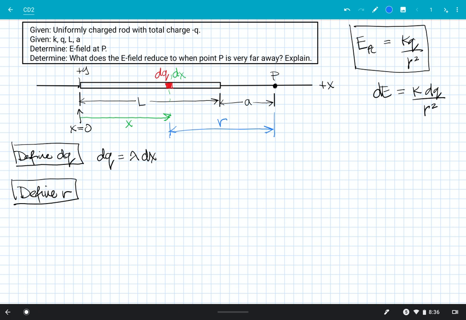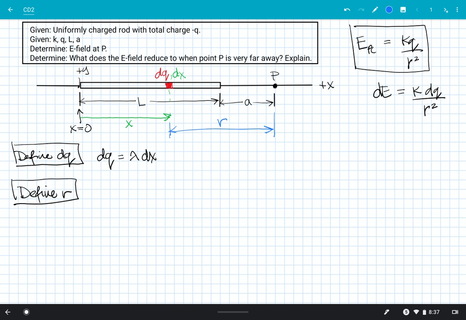Now let me define r in terms of x, and this is where I tie my coordinate system into the theory. The equation of electric field for a point charge is very pure, kq over r squared. It doesn't have anything to do with the coordinate system. The coordinate system is an artificial layer that we place onto the problem in order to help us execute what we need to do. So we have to tie r and x together.